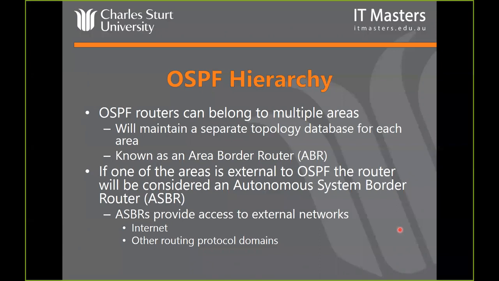If, however, one of the areas is external to OSPF, so that means if it's EIGRP or BGP, or it's just connecting to the internet or to RIP version 2, then that router is also known as an autonomous system border or autonomous system boundary router. So it's the boundary of your autonomous system or your OSPF system. As I've explained, ASBRs, autonomous system border routers, provide access to the internet or other routing protocol domains like EIGRP, ISIS, RIP version 2, RIP version 1, and so on.